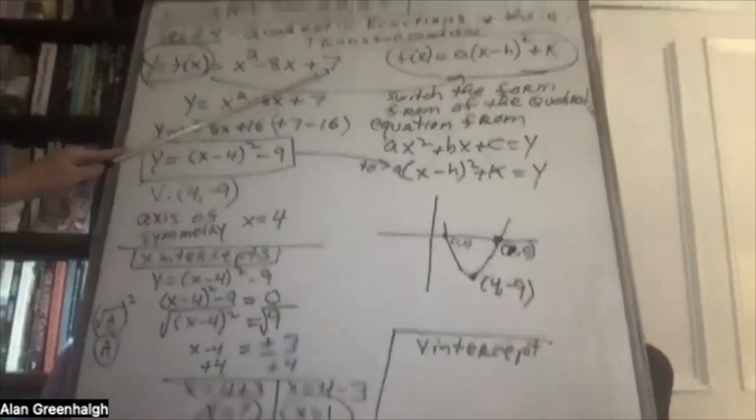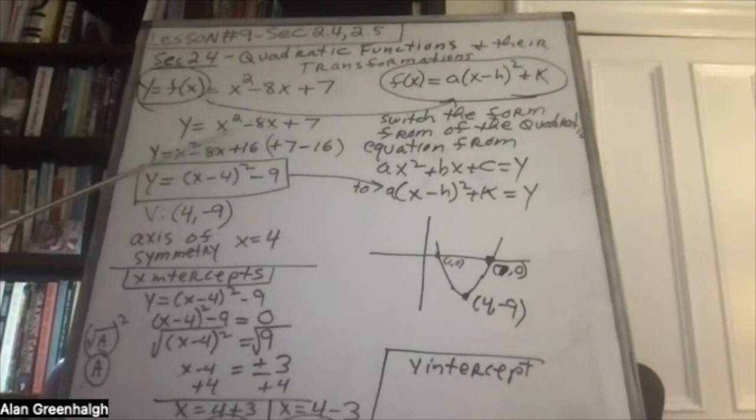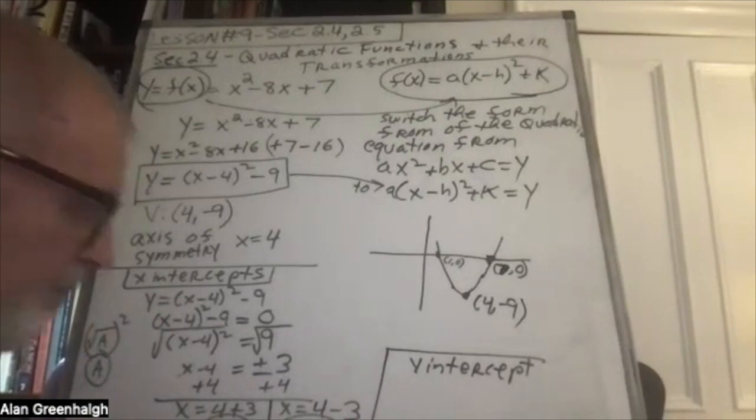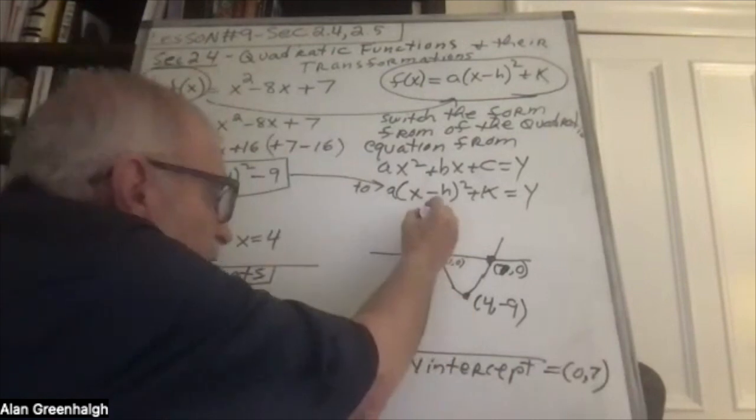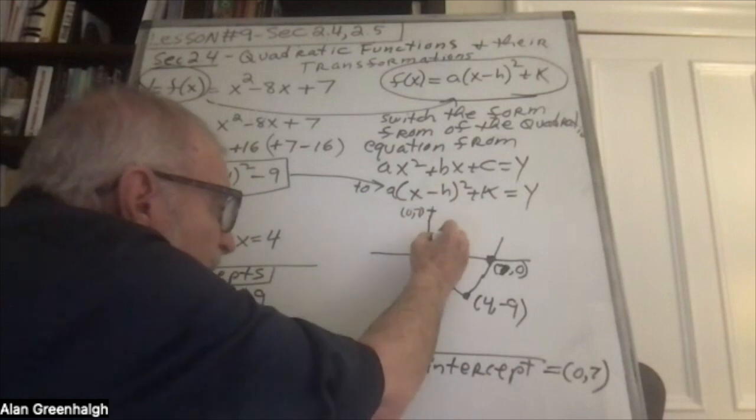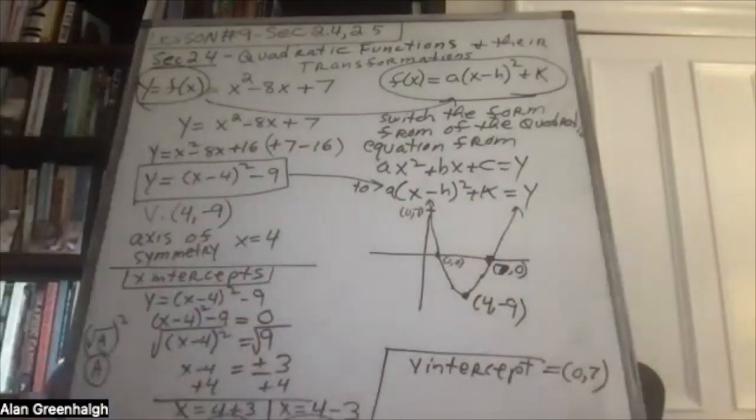Look at this. What's the definition of the y-intercept? It's the value of y when x is 0. Well, if x is 0, this term drops out, and y is equal to 7. That's the y-intercept. 0, 7. It's going to go right over here, 0, 7, in that direction. And that's the end of the problem.